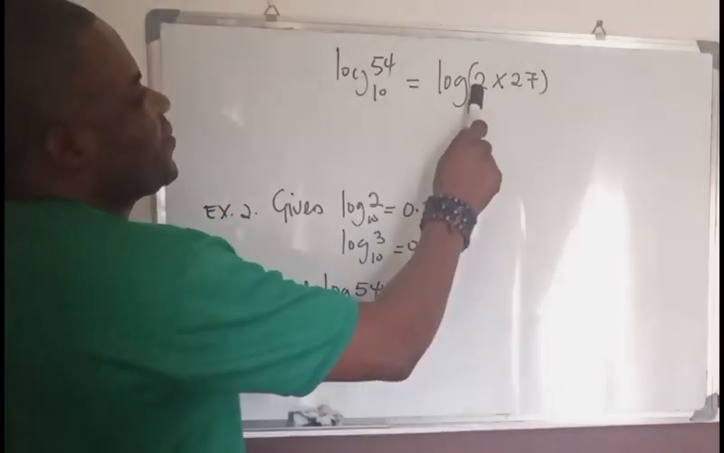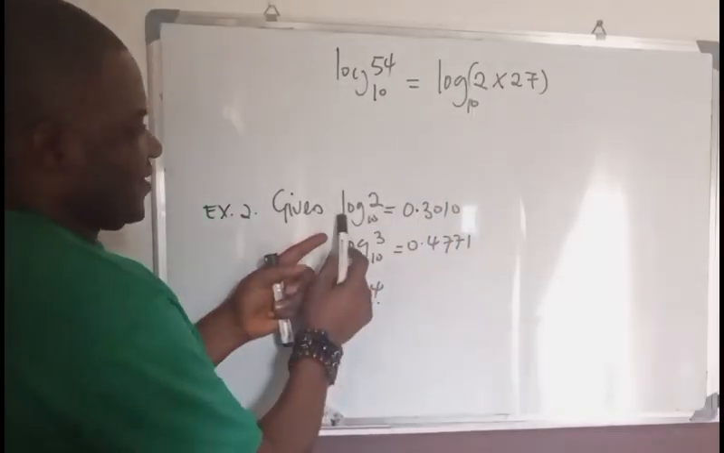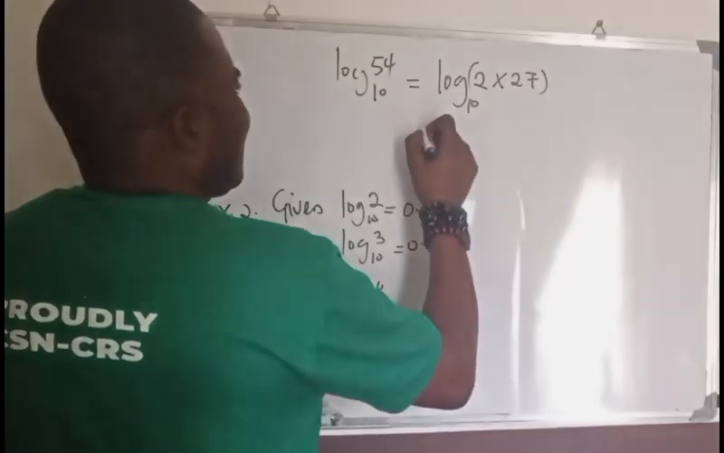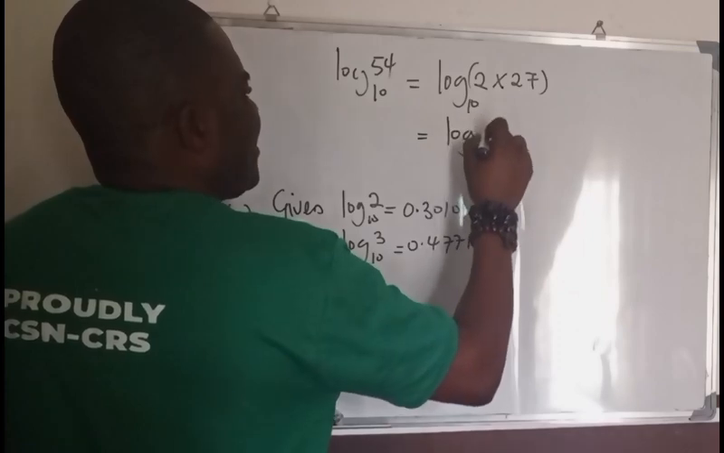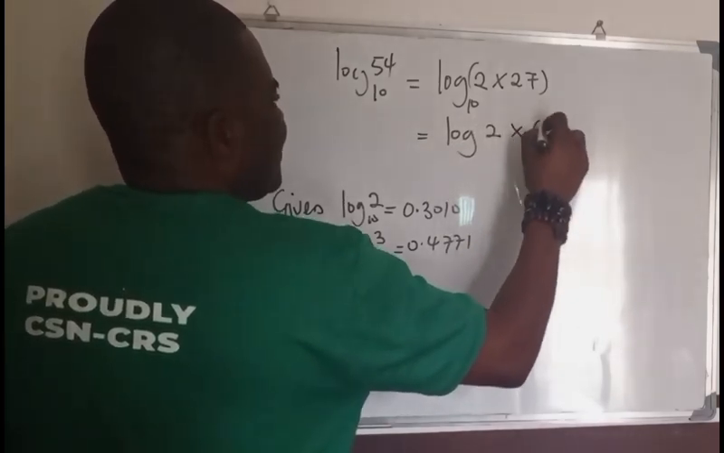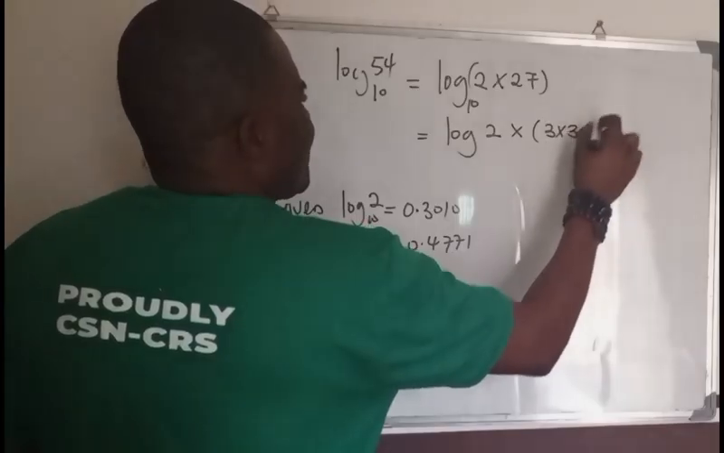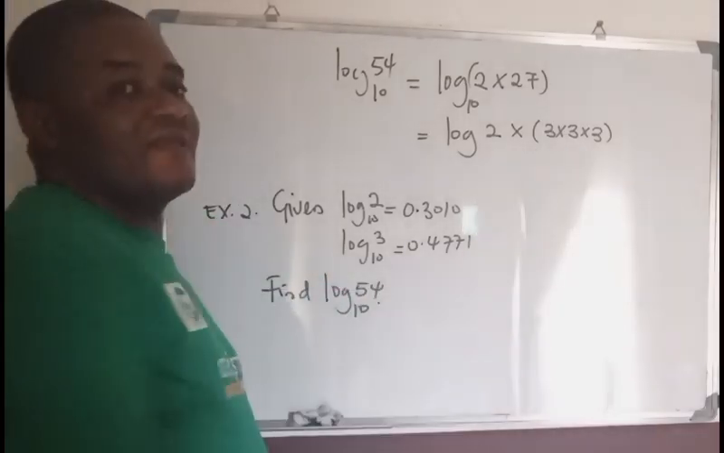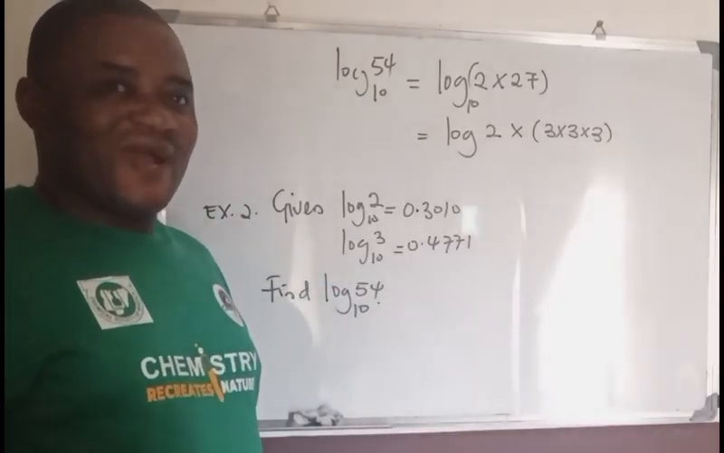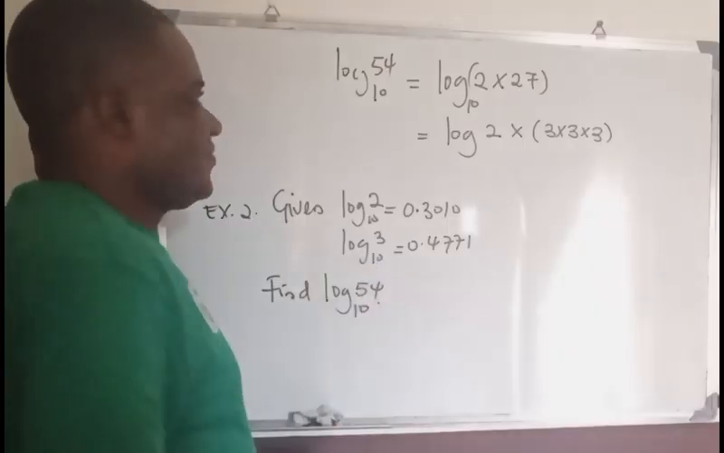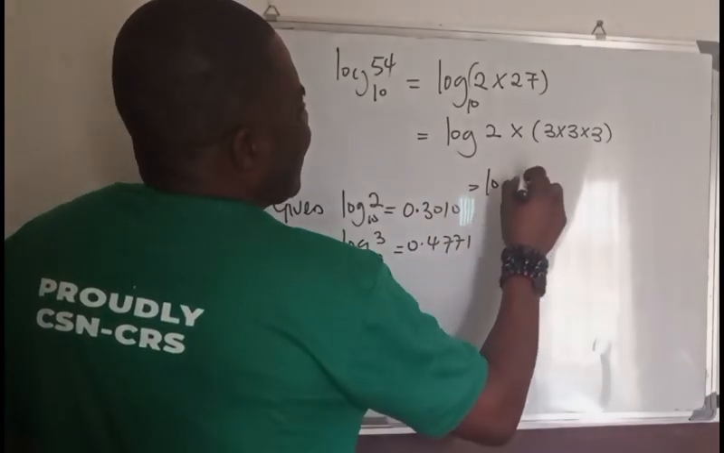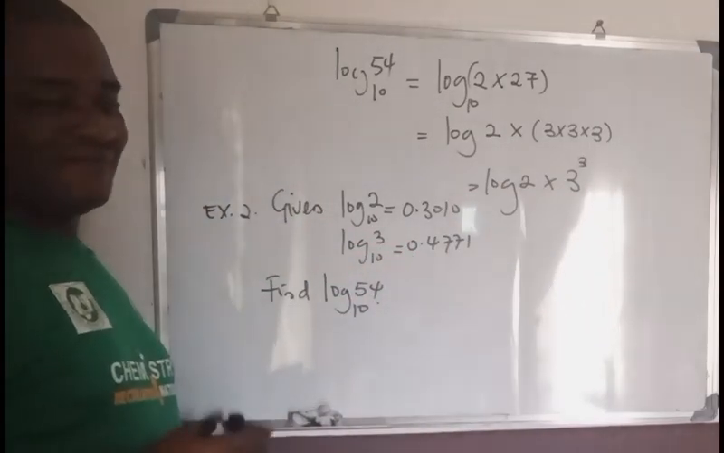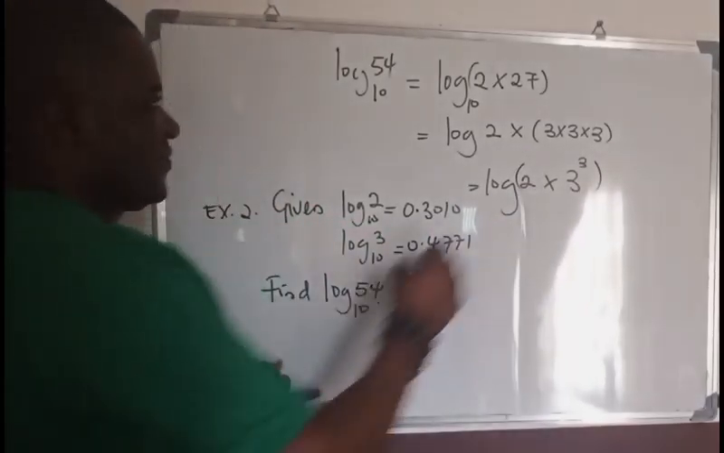In this case, we have been able to get our log 2, which is given to us here. How do we get to log 3? Becomes another thing. Now, do you know also that this can be written as log of 2 times 3 times 3 times 3, because 3 times 3 times 3 is 27? 3 times 3 is 9, 9 times 3 is 27. We're getting closer to getting our log 3. That means this can also be rewritten as log of 2 times 3 raised to power 3, base 10.